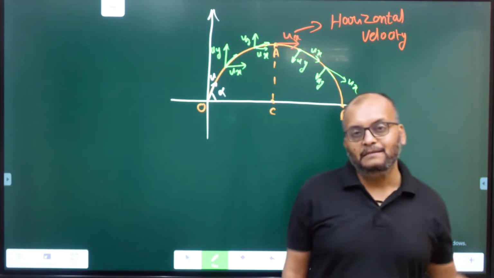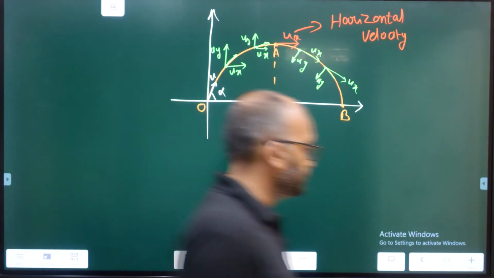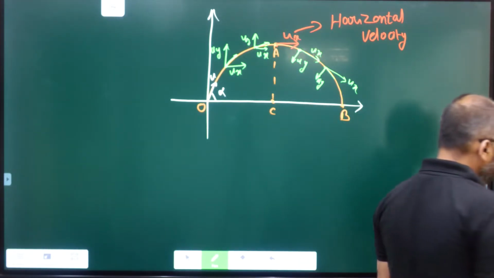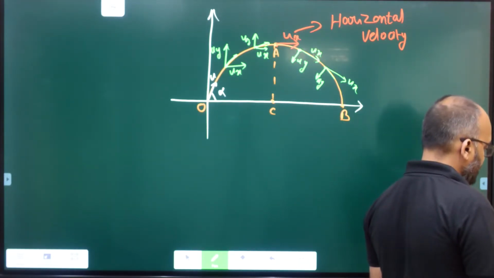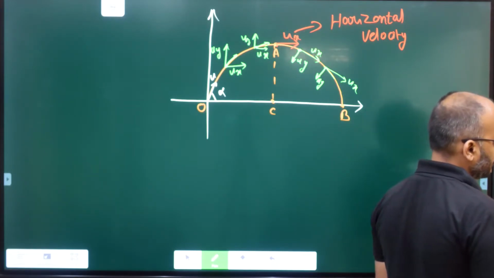Yes or no? Please tell me if you have not understood. Reshma, Avni, Shanmukha, Sheetal. Everyone understood this?